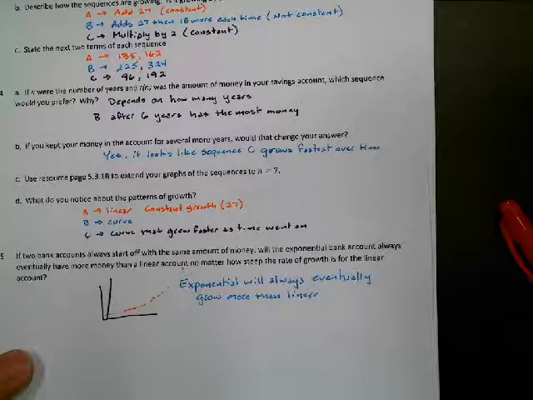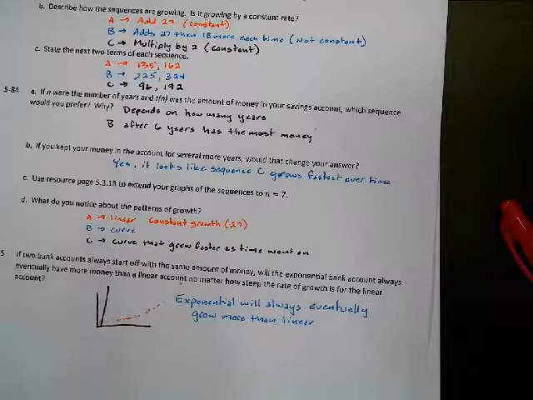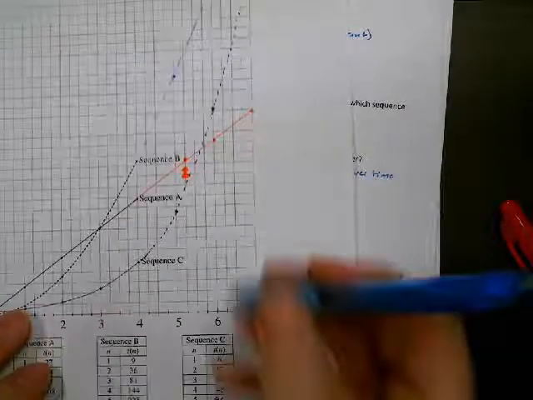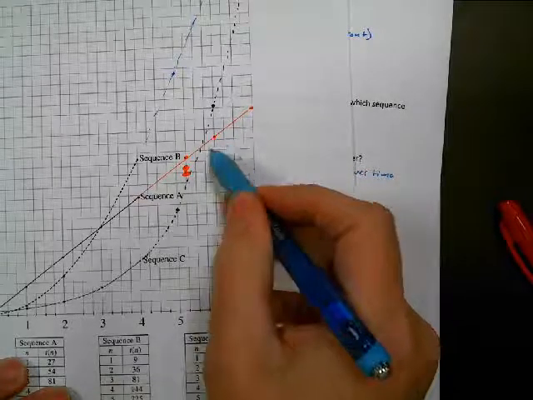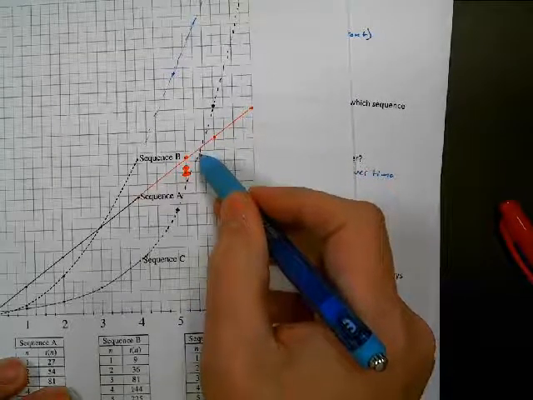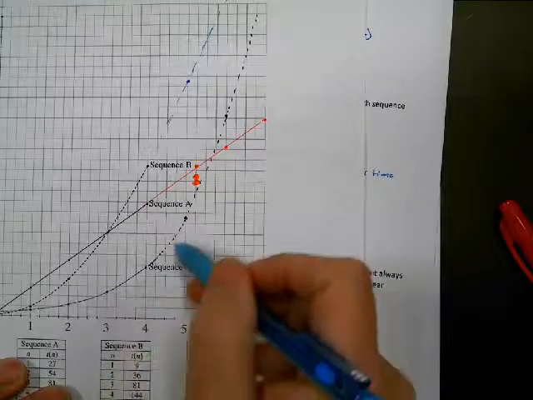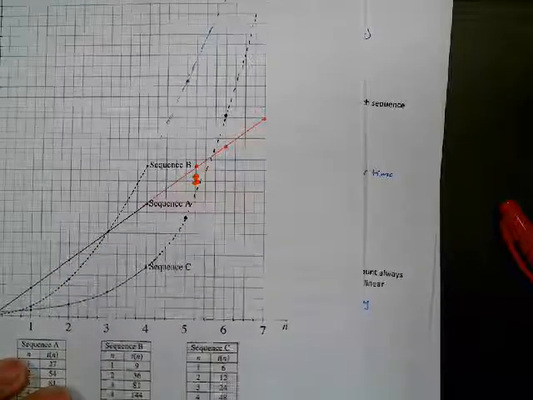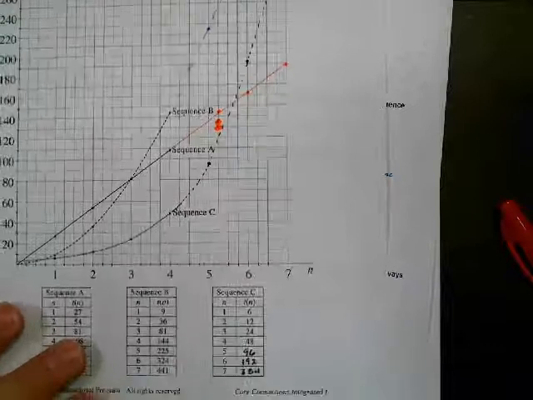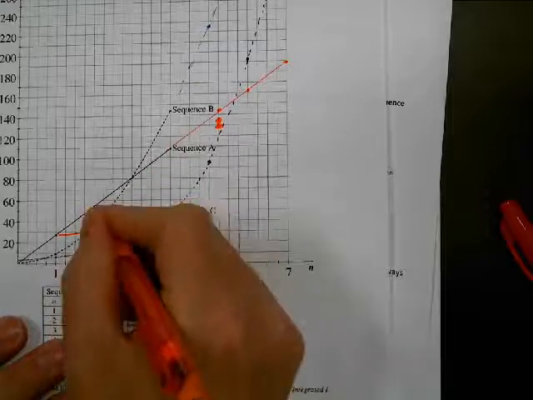And we saw on our graph that we did earlier that in this case, it was somewhere around here between the 5th and the 6th year that the exponential went past the linear because its rate of change is constantly changing. This rate of change would always be the same. If you look at slope triangles, this slope triangle is always the same. No matter what, we're getting the same exact slope triangle.